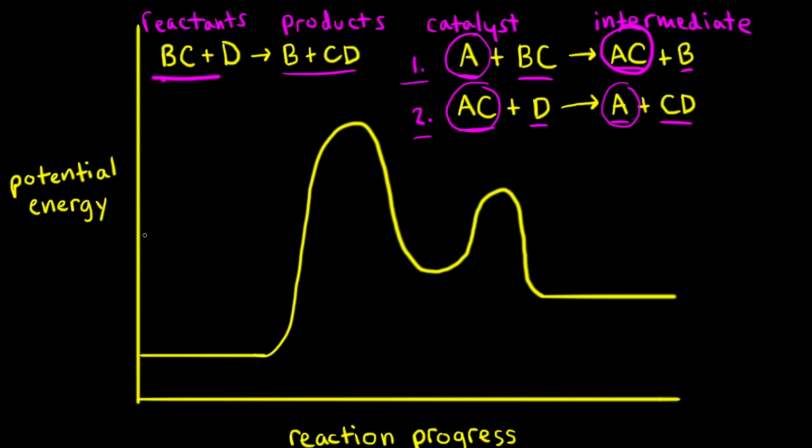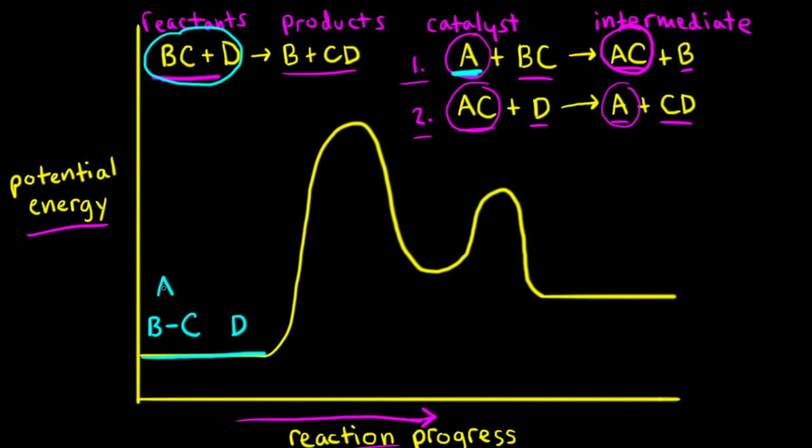Next, let's look at the energy profile for this multi-step reaction. Energy profiles usually have potential energy on the y-axis and reaction progress on the x-axis. So as we move to the right on the x-axis, the reaction is occurring. This first line on our energy profile represents the energy level of our reactants, which are BC and D. So let's show the bond between B and C, and then we also have D present. Our catalyst is also present at the very beginning of our reaction, so I'll draw in A above our two reactants.